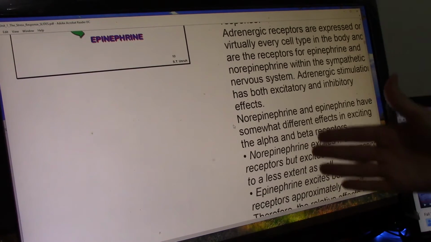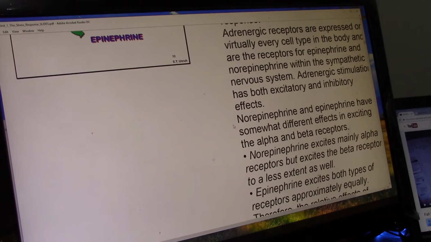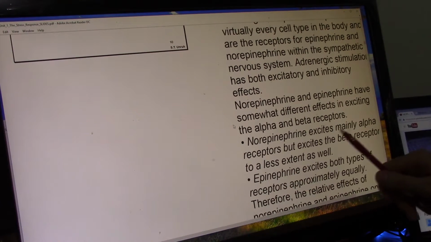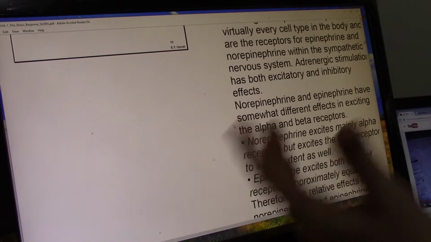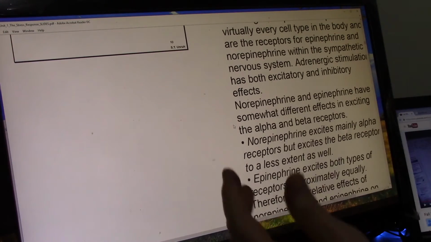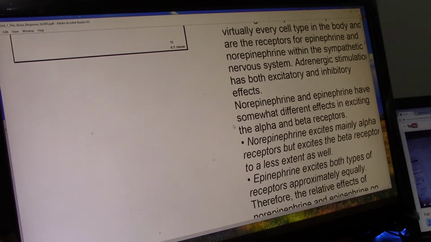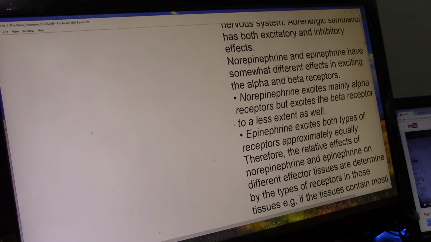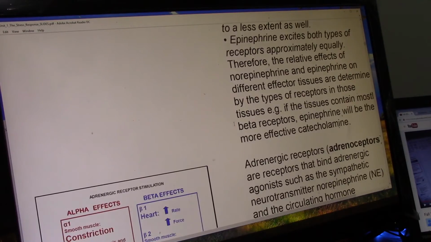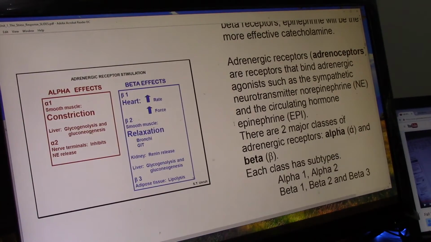Now, this is just giving you some information about norepinephrine and epinephrine, and notice that norepinephrine will excite mainly the alpha receptor. So when you think of alpha, think norepinephrine. Okay? A comes before B, and norepinephrine comes before epinephrine. So just kind of think of it like that. Norepinephrine, think more of the stimulus of the alpha receptors. Epinephrine will stimulate both alpha and beta.